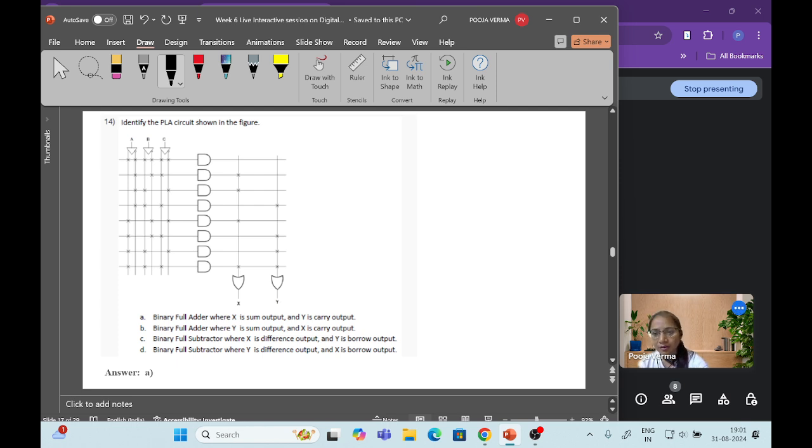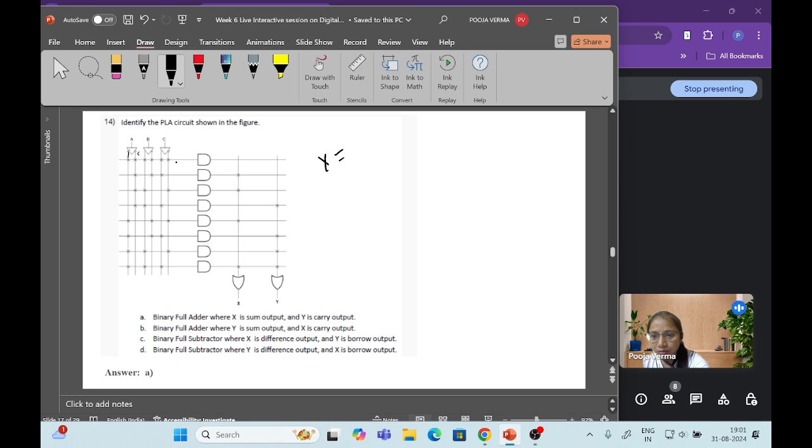So identify the PLA circuit shown in the figure. Here A, B, C and their complements are also available. On this side it is A, and on this side it is A dash. Similarly B, B dash, C, C dash. It is given to the AND gates and then the OR gate. Now we have to check what function X and Y are going to implement. First we can check X. First we need to find out these AND gates' outputs.